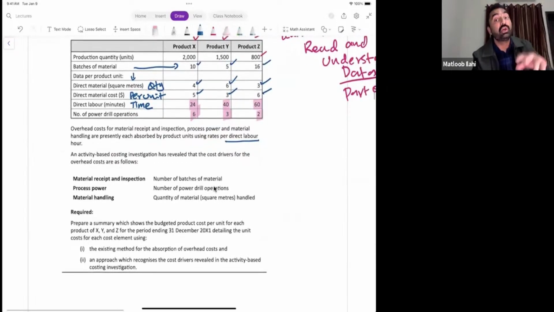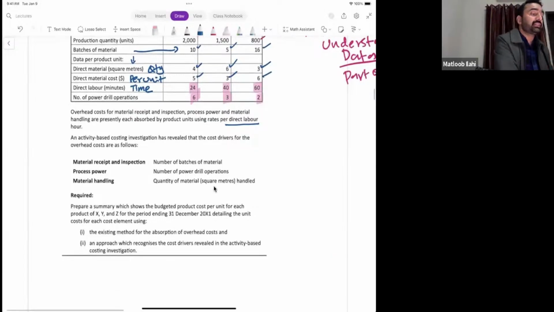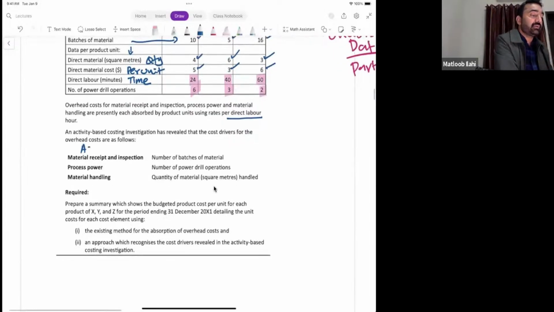Now, an activity-based costing investigation has revealed that the cost drivers for the overhead costs are as follows. So now you are told that an ABC analysis has been performed, and after that, these drivers have been identified for each activity. So these are activities, and these are drivers. They are cost drivers.